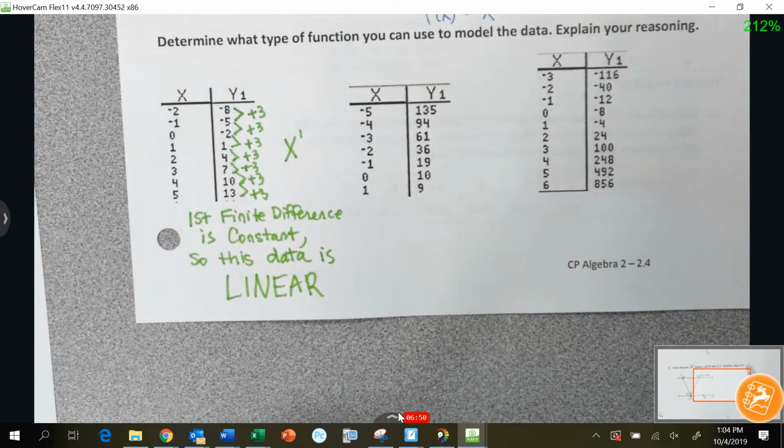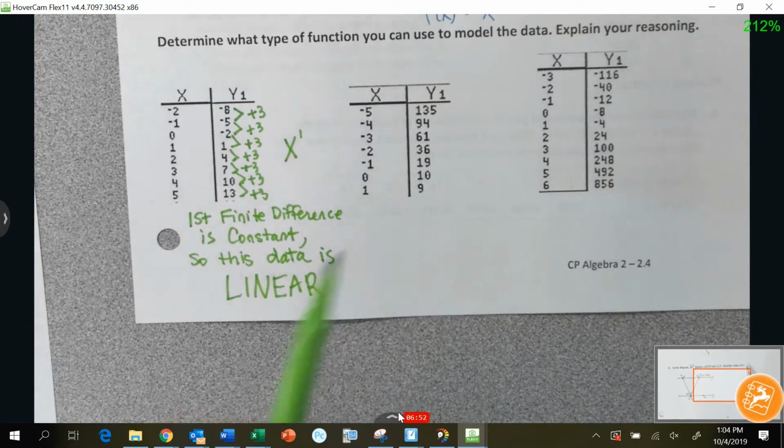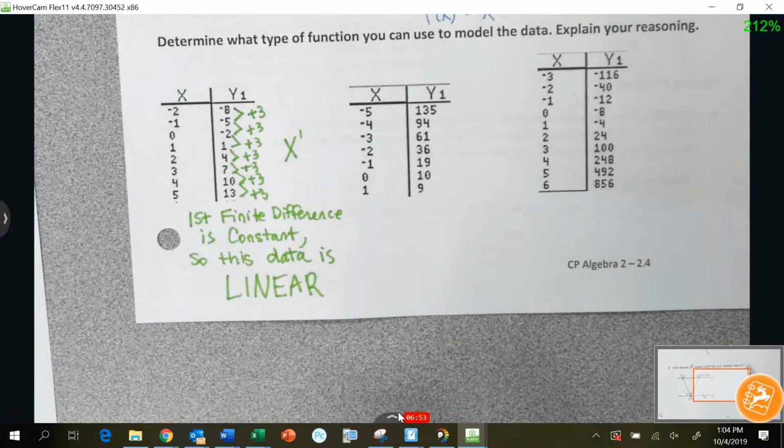So I want you to start finding the differences for the second one. If you need your calculator because they're big numbers, go ahead and use it. Please make it go faster.